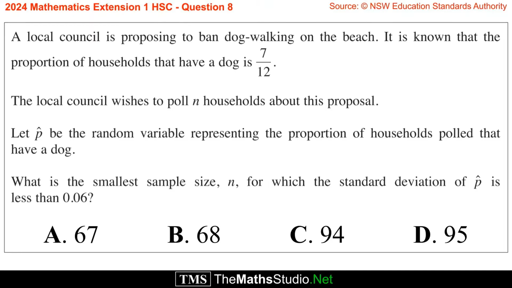Question 8. A local council is proposing to ban dog walking on the beach. It is known that the proportion of households that have a dog is 7 over 12. The local council wishes to poll N households about this proposal. Let p hat be the random variable representing the proportion of households polled that have a dog. What is the smallest sample size, N, for which the standard deviation of p hat is less than 0.06?